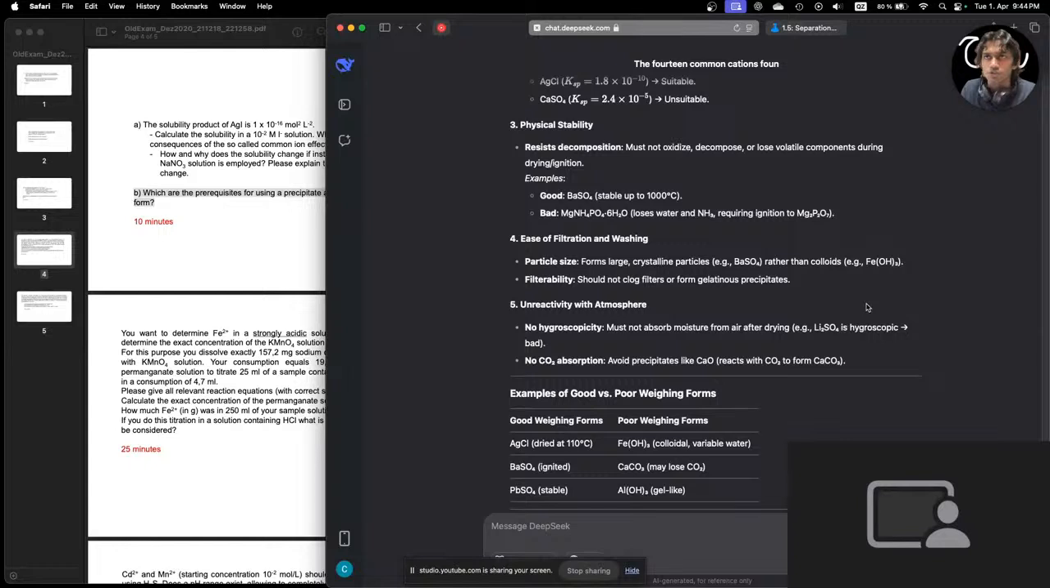Okay, I understand. What's next? Unreactivity with atmosphere. No hygroscopicity. Must not absorb moisture from air after drying. Uh huh.